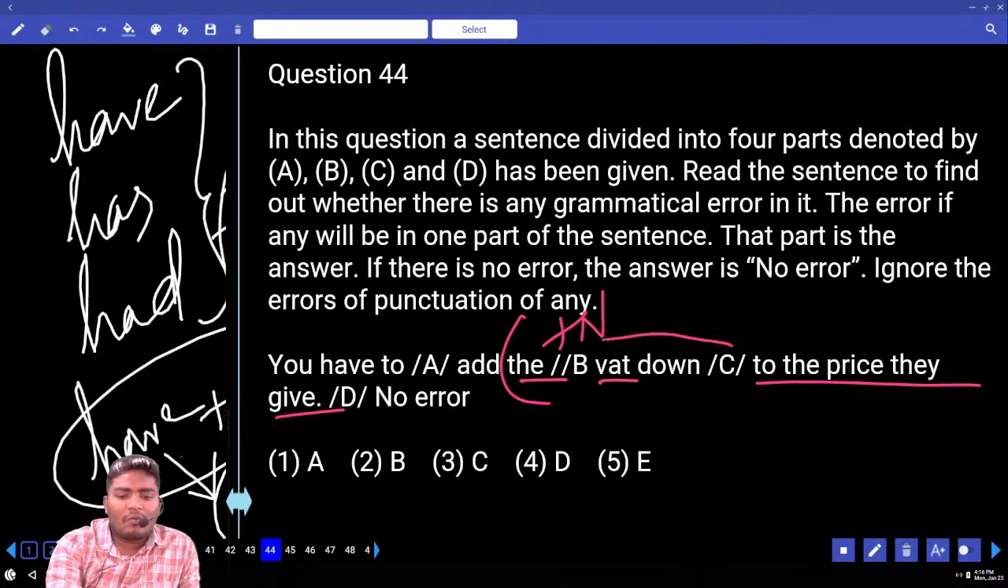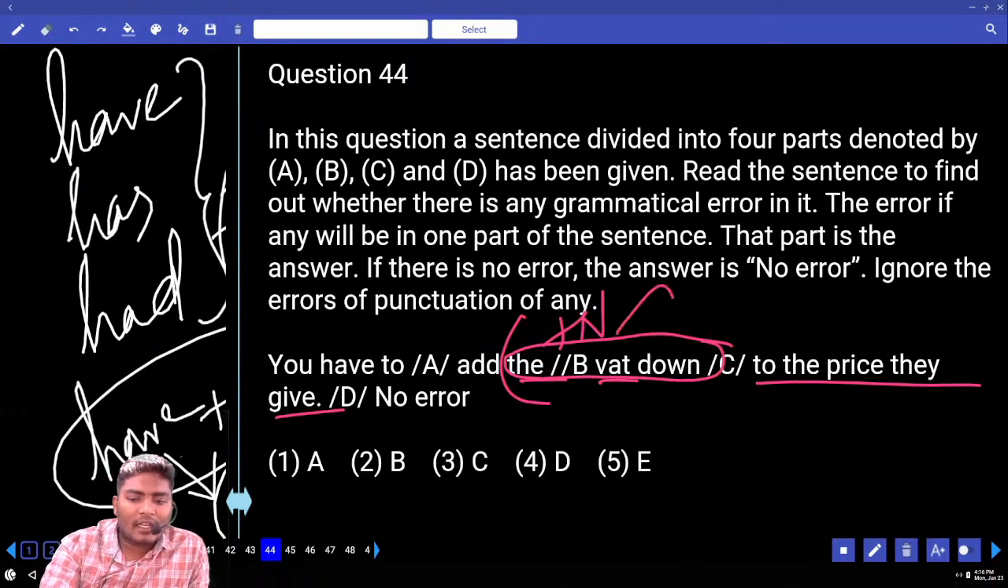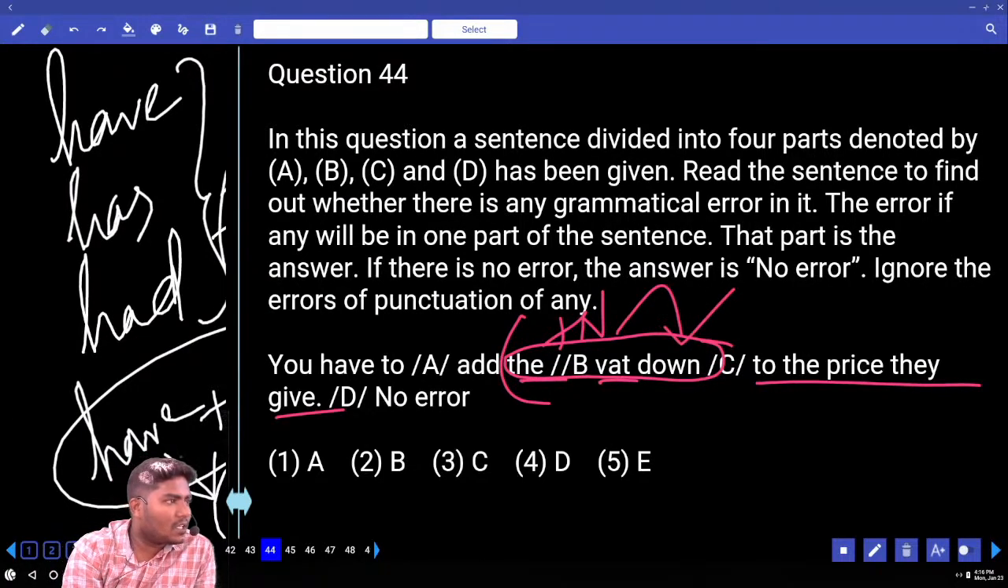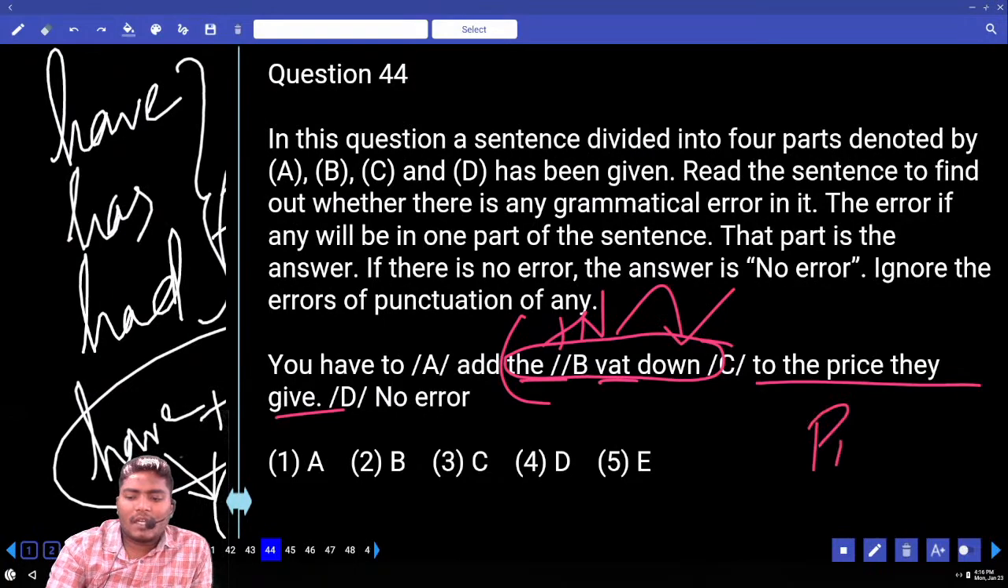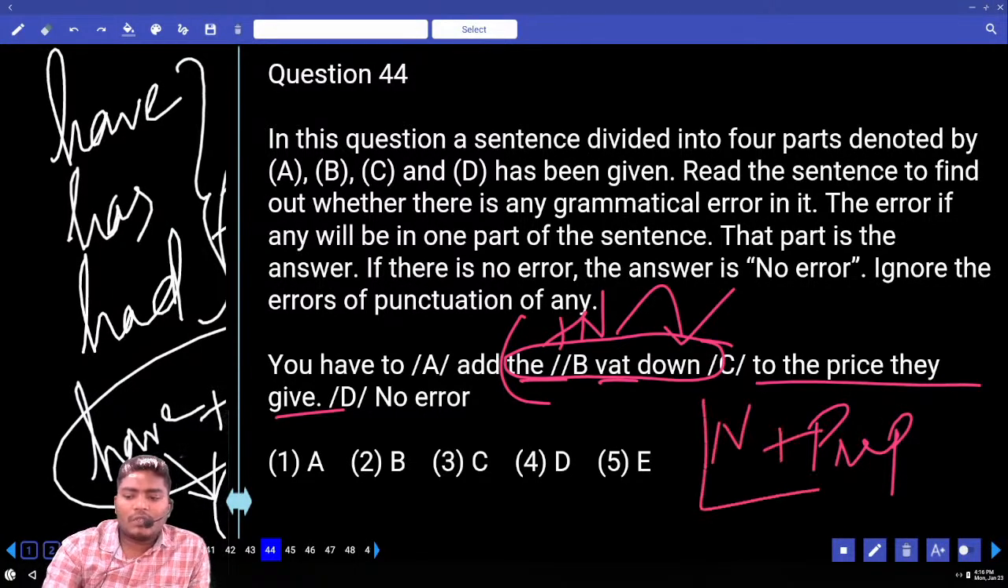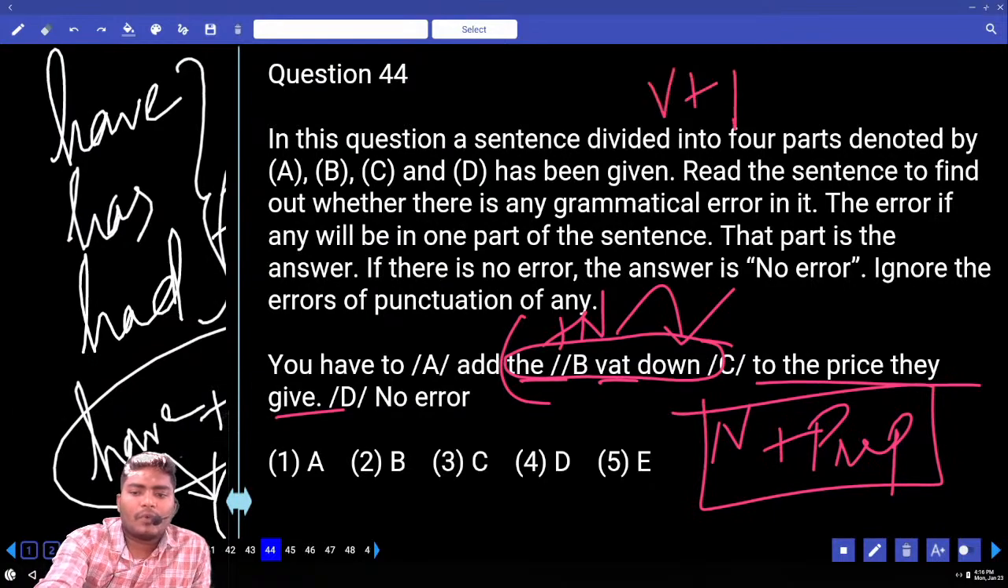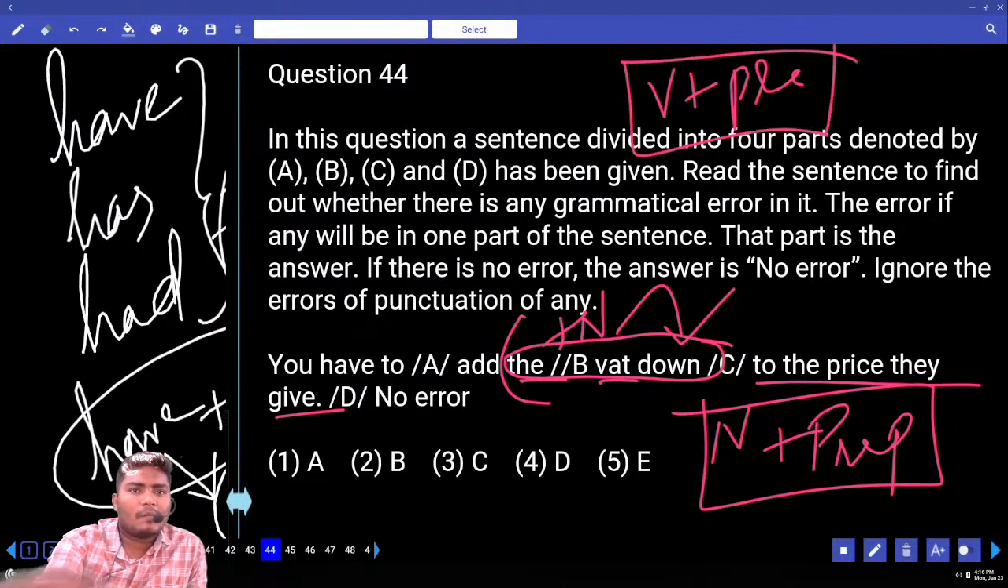Now what is the one more word that is used along with VAT? There is one word that is used. What is that? Down. Down is nothing but a preposition here. Prepositions can be used with nouns or prepositions can be used with verbs. Tell me your answer.